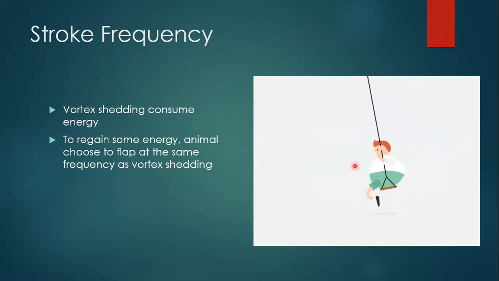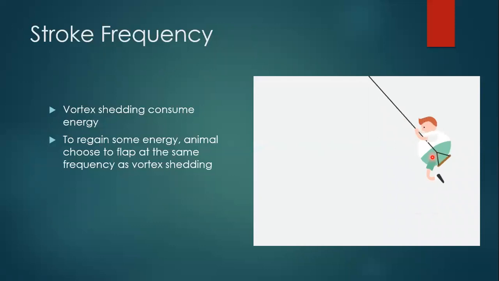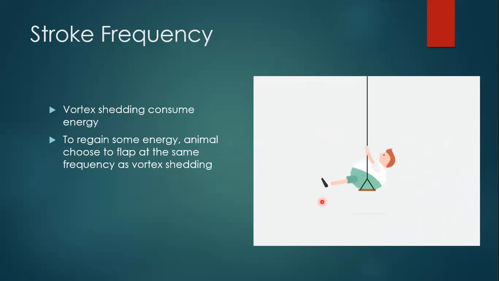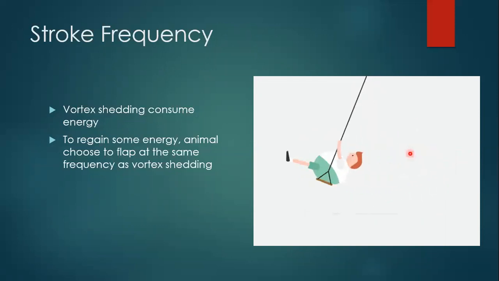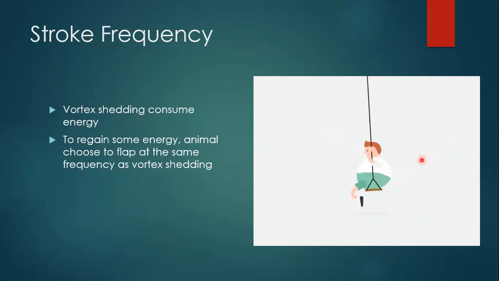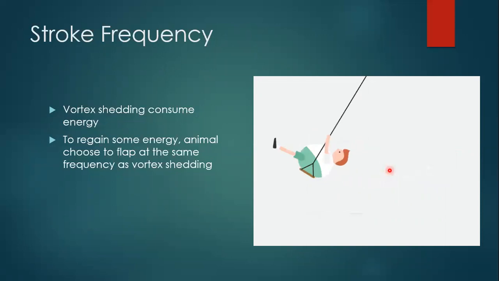Let's explain it with this swinging boy. When I try to push this boy, every time he leaves me, he will swing higher and higher, right? Which means if I push him at the same frequency as he swings, he will gain energy. If I push him at twice the frequency he swings, half of the time I will push him when he comes at me, which means he will lose energy.